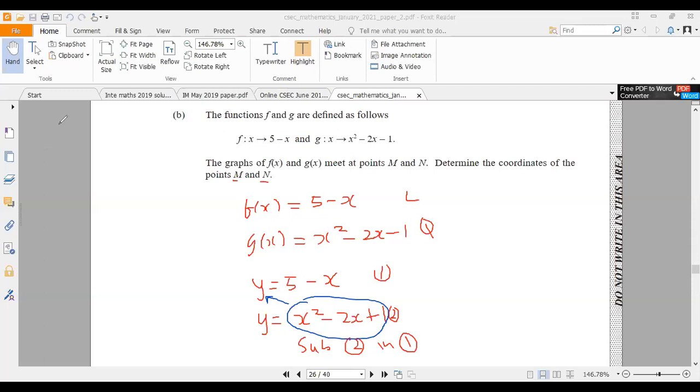So write x squared minus 2x plus 1 equals 5 minus x. No, it's 2x minus 1. Okay, thank you. I have it down here. So this is minus, and this should have been minus.